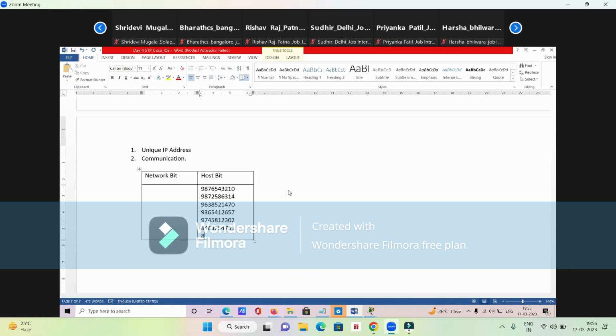This is the sixth one. Okay. This is the seventh one. Fine. So like this, all the mobile numbers exist, and all these mobile numbers I am putting into the category of host bit.